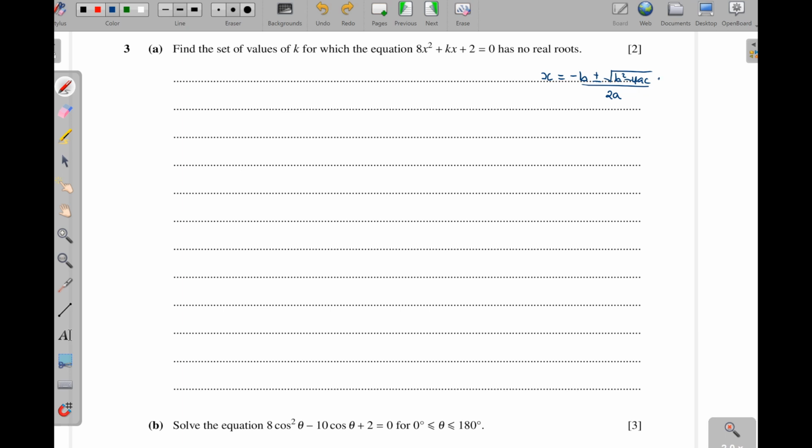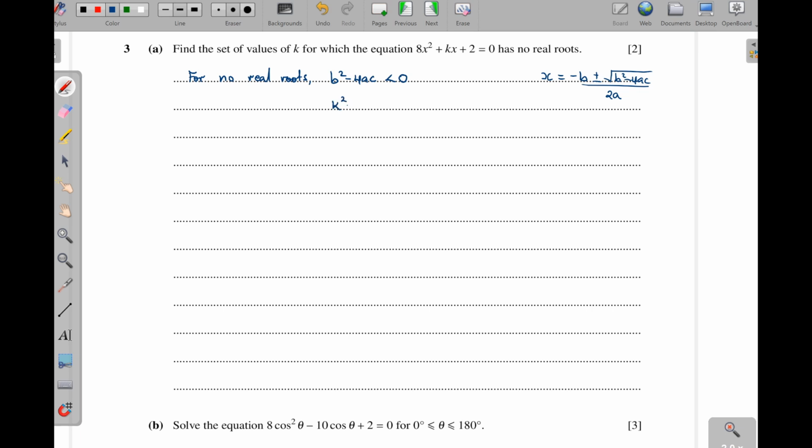But if this one is less than 0, this means that you are going to get the square root of a negative, and the calculator will give you math error. So in the real number system, you are not going to have a solution. You are not going to have real values, but instead you're going to have complex roots. Do you see that? So they have said has no real roots. So for no real roots, b squared minus 4ac has to be less than what? 0.